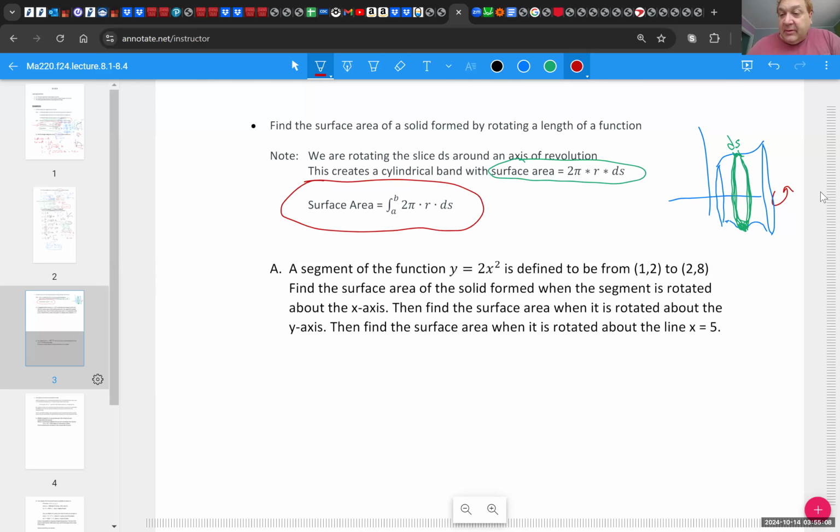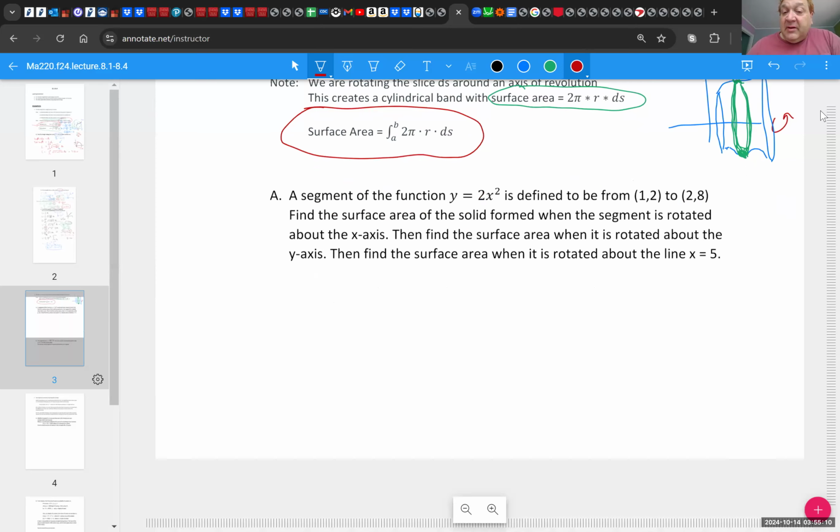So my first example here, a segment of the function y equals 2x squared is defined to be from (1, 2) to (2, 8). Find the surface area of the solid formed when the segment is rotated around the x-axis. Then find the surface area when it's rotated around the y-axis. Then find the surface area. So there's 3 problems here in A. We're doing the same thing, but we're doing 3 different revolutions, 3 different rotations, and we're going to find the surface area of each of those.